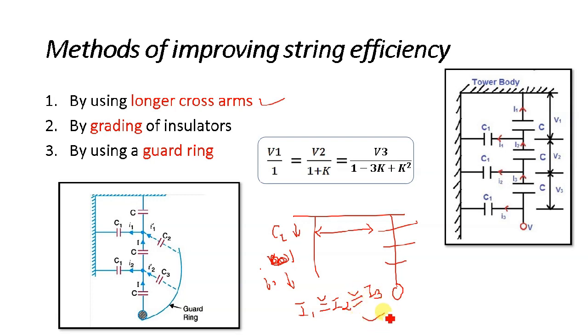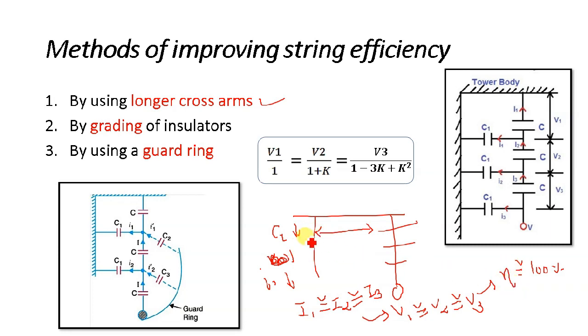So in that case we can write that I1 is nearly equal to I2, which is nearly equal to I3, and all three disks are connected in series, so V1 is nearly equal to V2, which is nearly equal to V3. From this we can say our string efficiency is nearly 100%. If we increase the length of the cross arm, the distance between the disk and the tower body will be larger, so there will be a negligible value of shunt capacitance. Obviously, in that case we can improve the string efficiency.